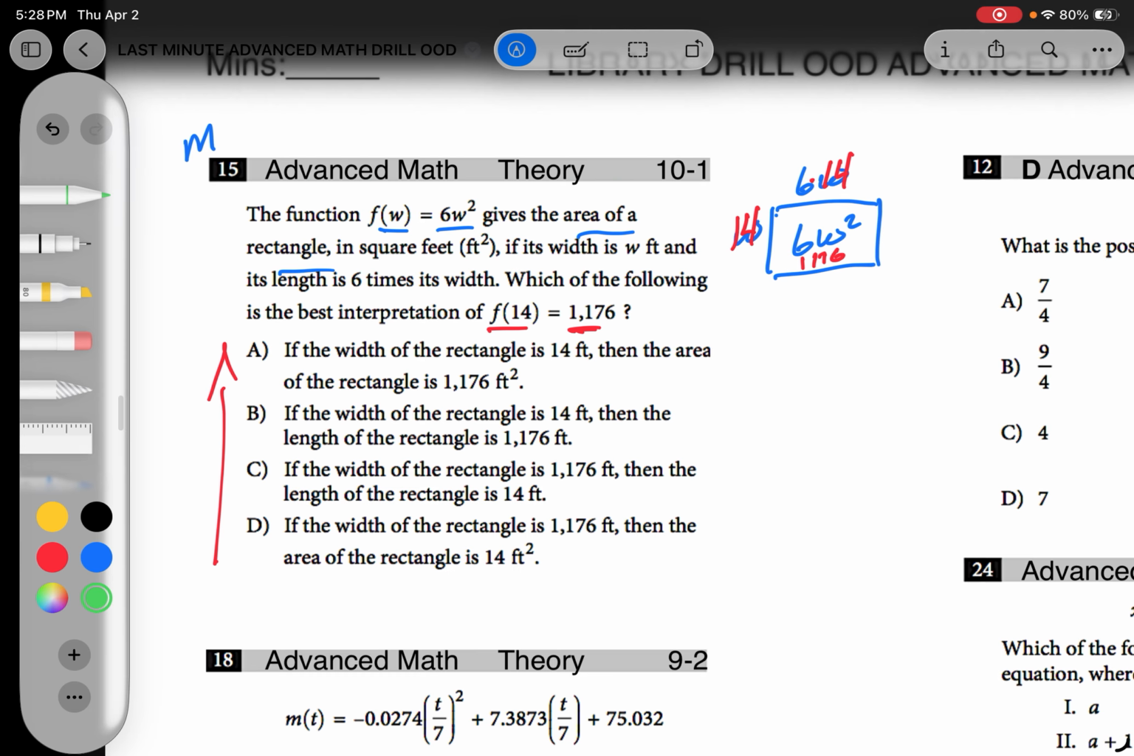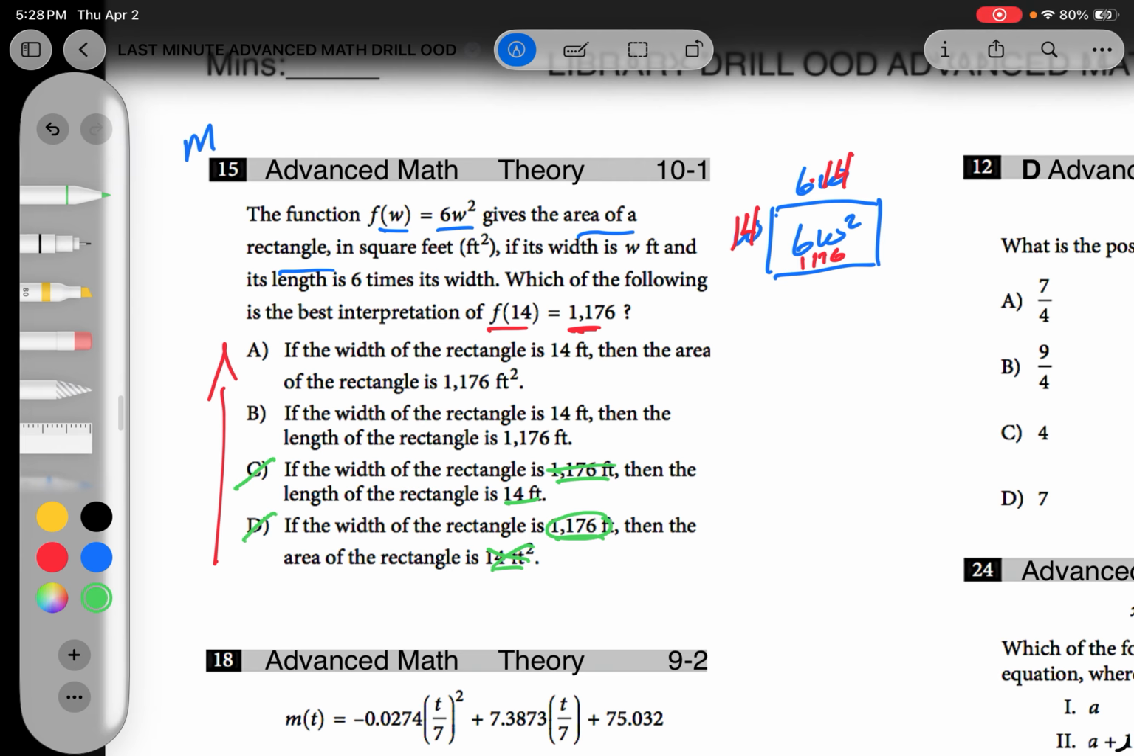If the width of the rectangle is 1176 feet, then the area is 14 feet squared. No, that's reversed. The area would be 1176, not 14 feet squared, so D is out. What about answer choice C? If the width of the rectangle is 11, no, man, the width of the rectangle, 6 times 14 is not 1176, and then the length is 14 feet. No, that would be the width, or you could say length, but the other side is not going to be 1176, so C is out.